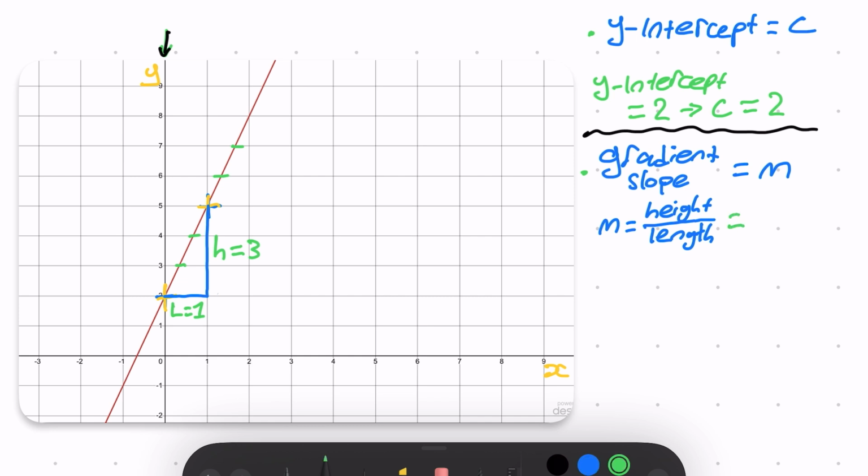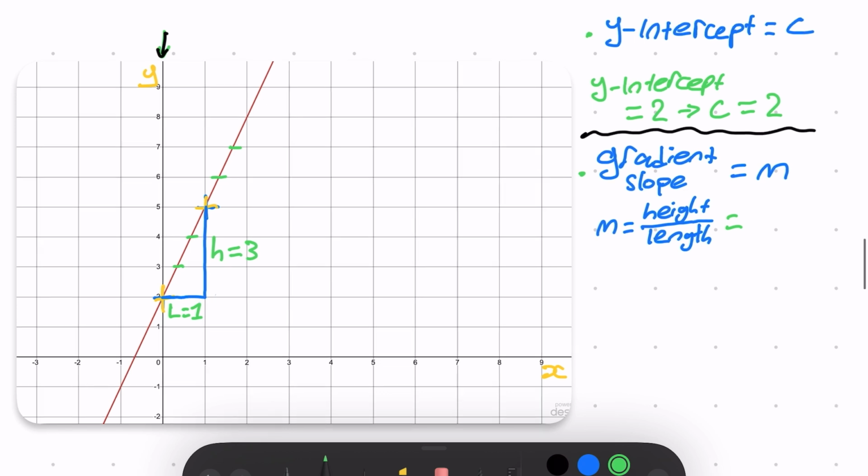So if we look back to our triangle on the left, our height is 3, so I'll write 3, divided by our length, which is 1. And if you put that into your calculator, 3 divided by 1, you'll see that is equal to just 3. So this means that our gradient, or our m value, is equal to 3.